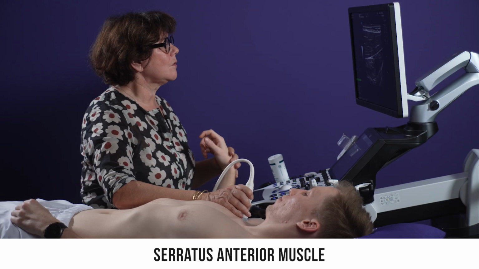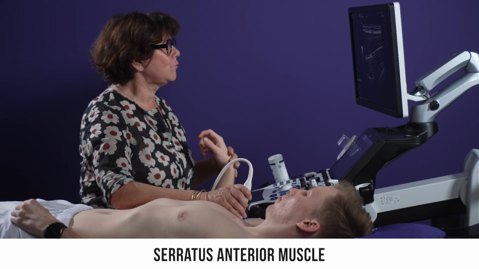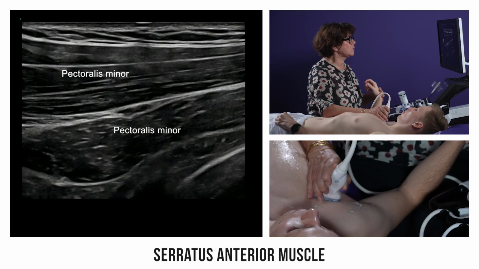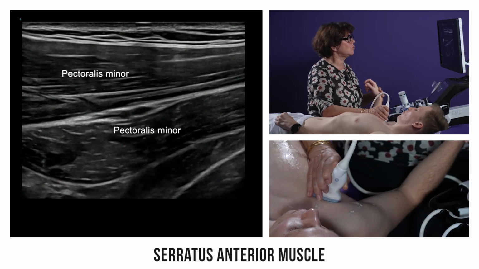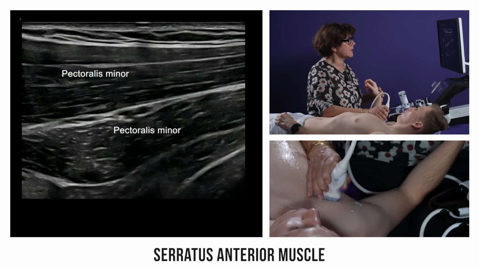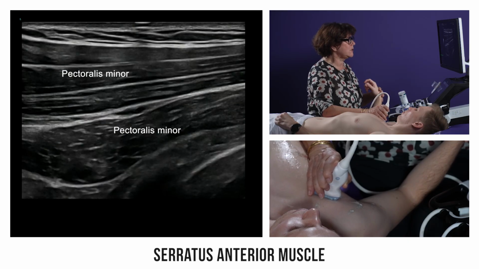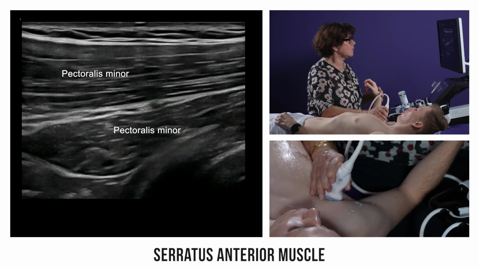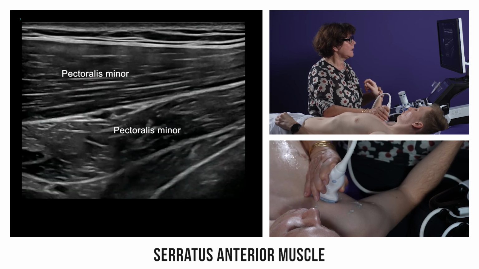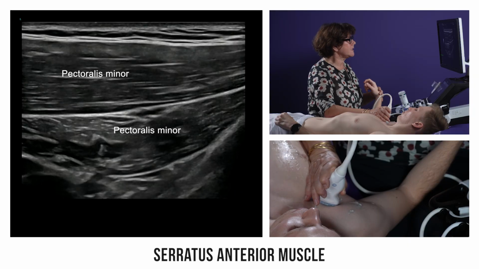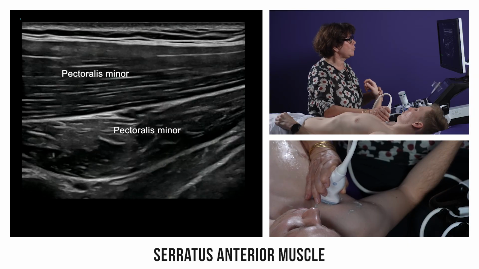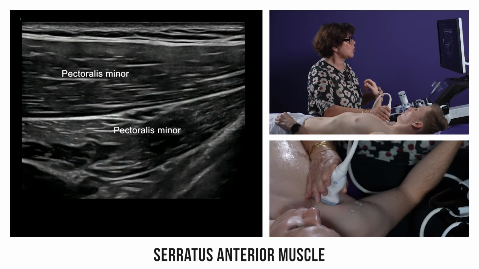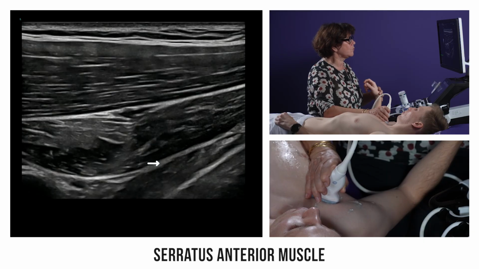Now let's examine the deepest part of the anterior lateral thoracic wall, the serratus anterior muscle. At the upper part, in transverse axial view, we see the serratus anterior deep to the pectoralis minor. Between them, we can see the small neurovascular bundle corresponding to the long thoracic nerve.